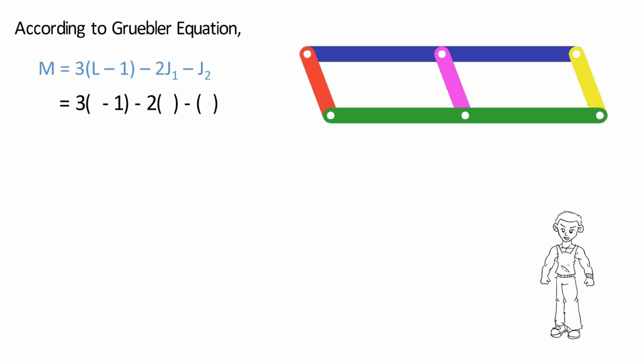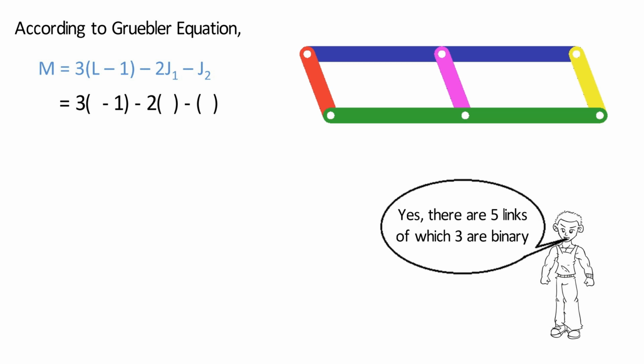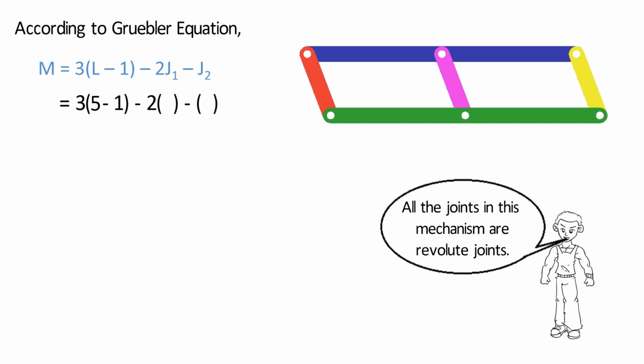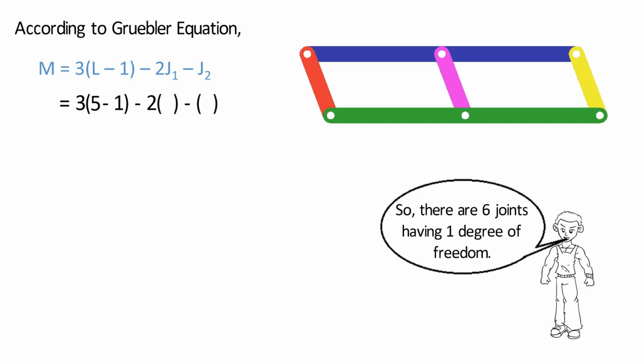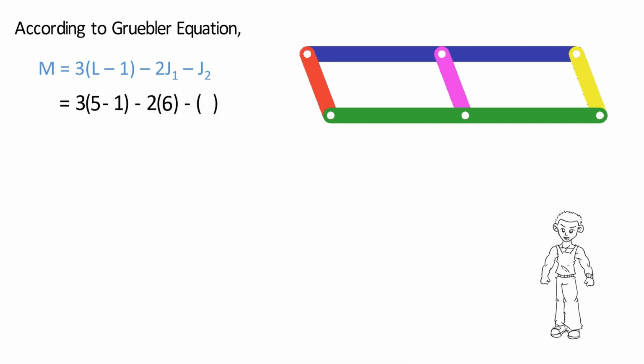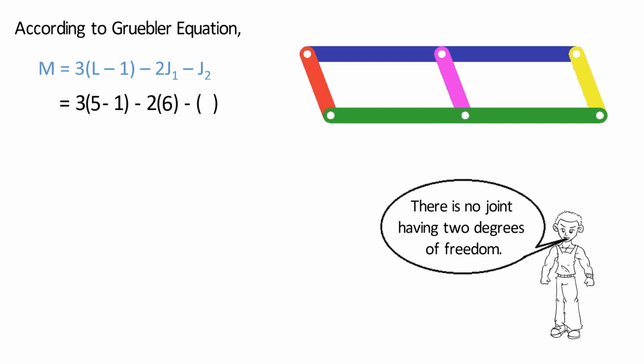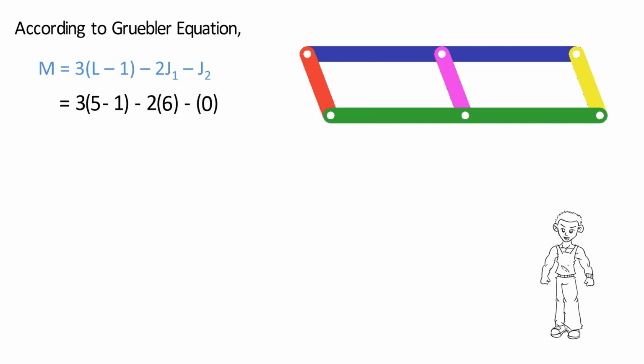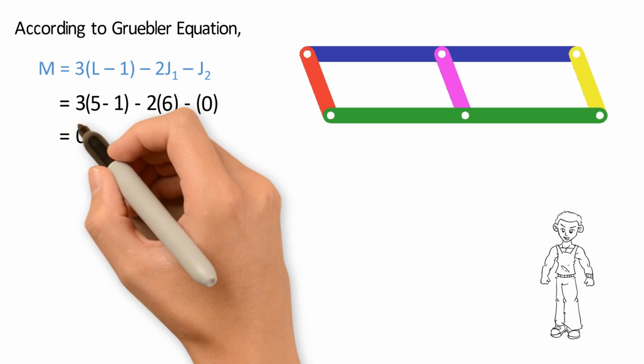Now, can you tell the number of links in this mechanism? Yes, there are 5 links of which 3 are binary and the remaining 2 are ternary links. Correct. And what's the number of joints having 1 degree of freedom? All the joints in this mechanism are revolute joints. So, there are 6 joints having 1 degree of freedom. Correct. And what's the number of joints having 2 degrees of freedom? There is no joint having 2 degrees of freedom. Correct. So, the degree of freedom for this mechanism computes to 0.